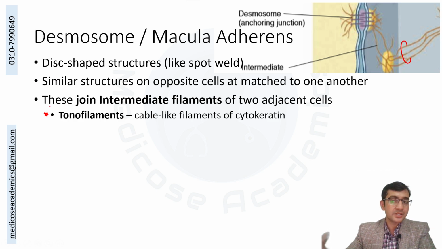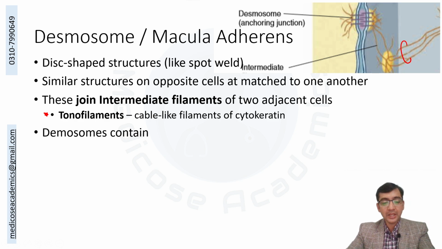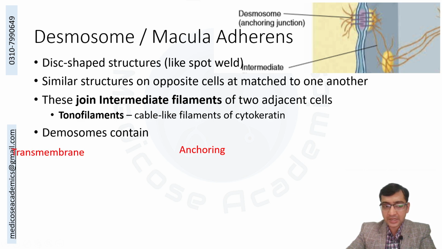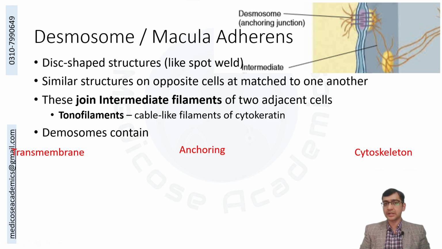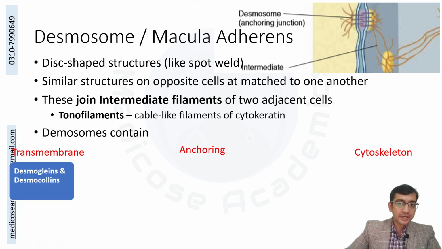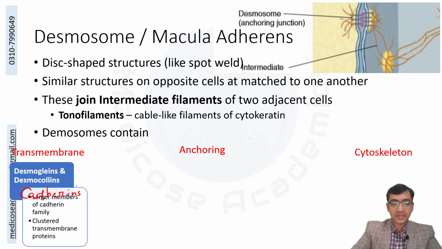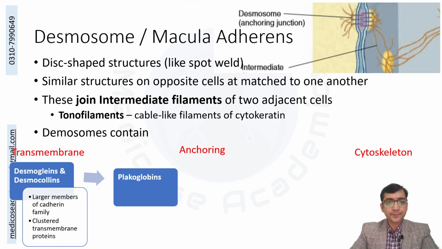So these are the points where stress is actually delivered to the desmosomes. They contain, just like we did before, a transmembrane component, an anchoring component, and a cytoskeleton component. The most common transmembrane proteins are desmogleins and desmocollins. These are in fact types of cadherins, clustered transmembrane proteins.